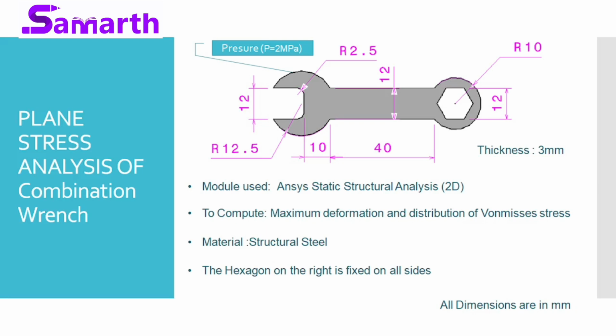In this video, you will learn how to find the maximum deformation and distribution of von Mises stress on a combination range shown in the figure. This problem can also be solved under 2D analysis. The dimensions, loads and constraints are given here. You can take a screenshot of this problem and try to solve this.